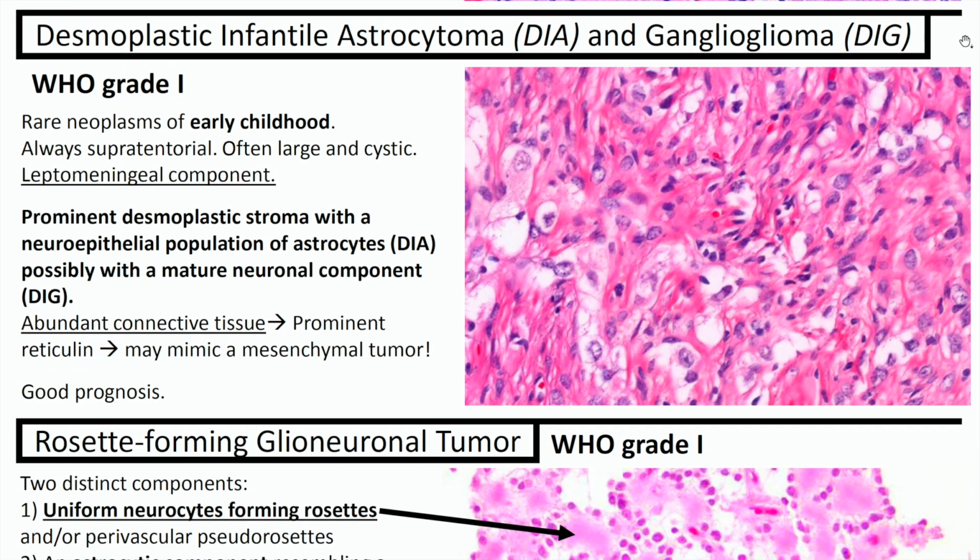All right, next up we've got desmoplastic infantile astrocytoma, DIA, and ganglioglioma, DIG. These are WHO grade 1, rare neoplasms of early childhood. They're always supratentorial, often large and cystic, and they may have a leptomeningeal component. There's prominent desmoplastic stroma with a neuroepithelial population of astrocytes, possibly with a mature neuronal component, and abundant connective tissue may lead to prominent reticulin, which may mimic a mesenchymal tumor, and these have a good prognosis.